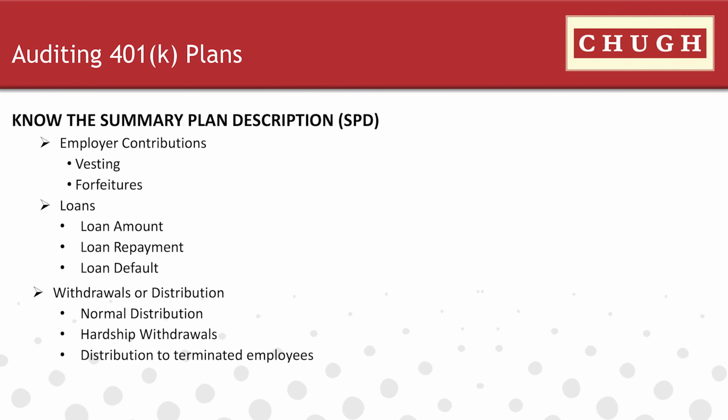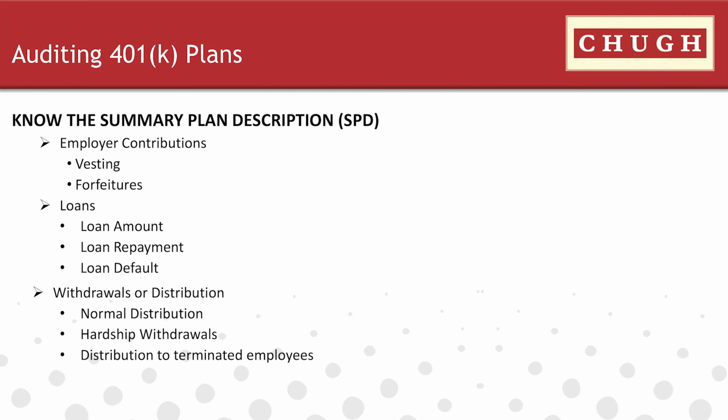As for loan terms, participants are required to make amortized payments allocated to principal and interest, and it must be paid within 5 years unless the loan is used to purchase a main home. Then it can extend up to 15 years depending on the plan. And usually repayment of the loan is through payroll deduction, but participants can make a lump sum repayment anytime.